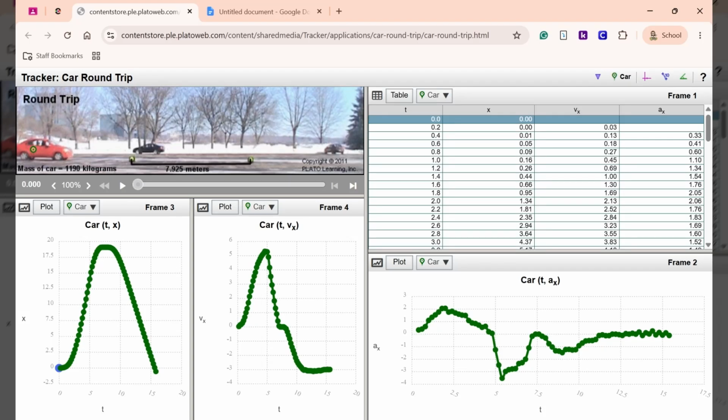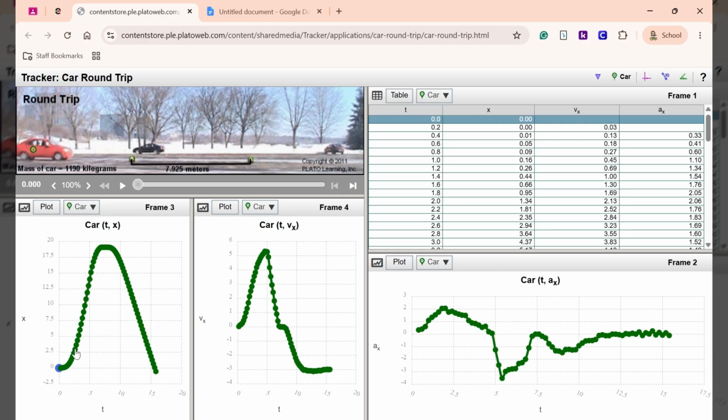So this graph right here shows the car's displacement over time. Displacement is basically telling us how far the car is from its starting point and in what direction. At the beginning, the car is close to the starting point right here. So the displacement is near zero, right? You see it's near zero right there.